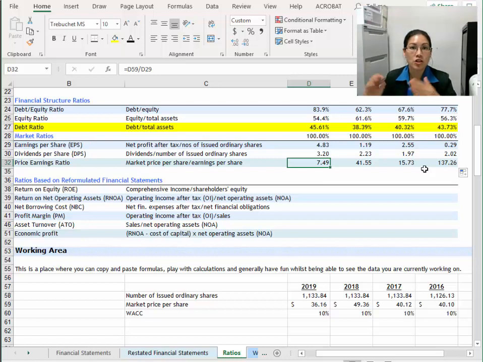Remember, ratios are just tools. It doesn't tell you whether something is wrong. They're little red flags that say something may need further investigation. This may need you to take a closer look.